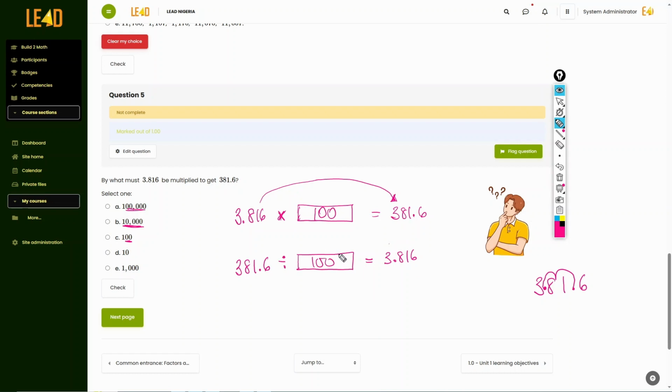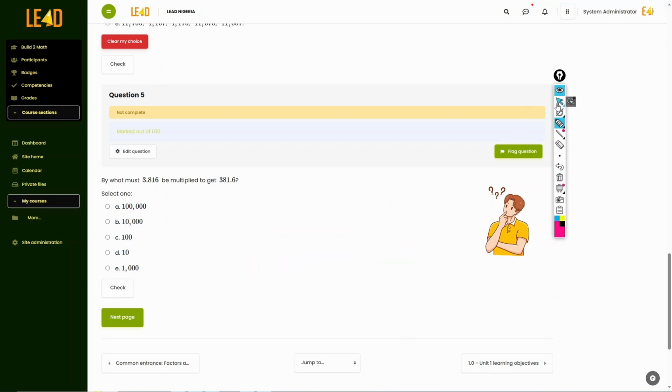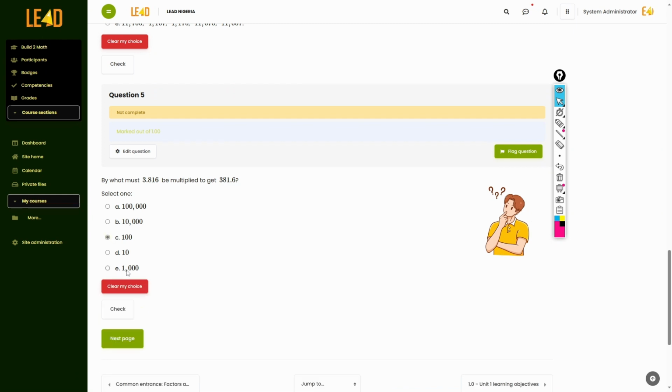The number of places you move depends on the number of zeros in the power of 10 you're working with. Okay, so we have that. So the answer is 100 for this question.